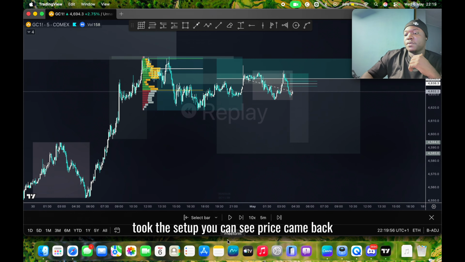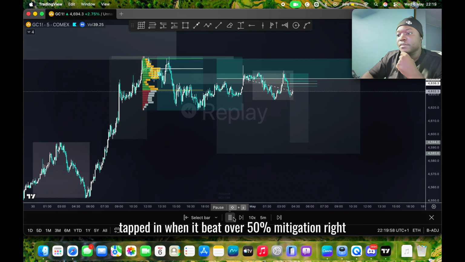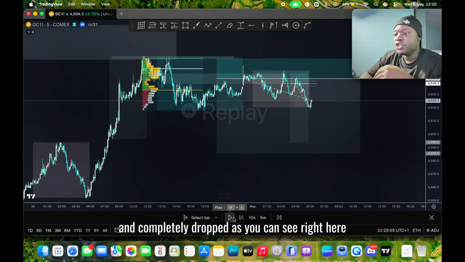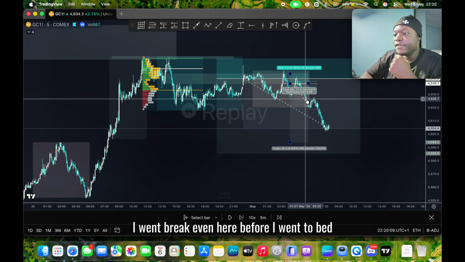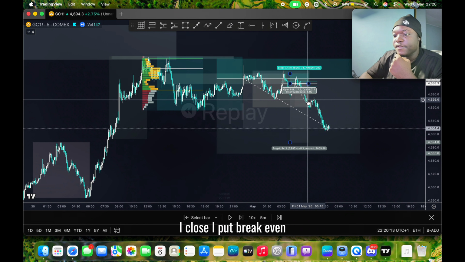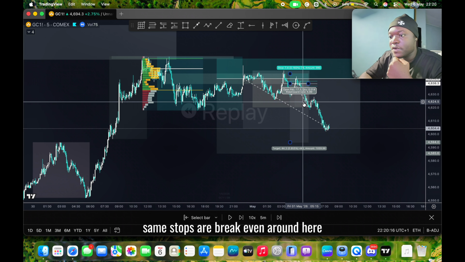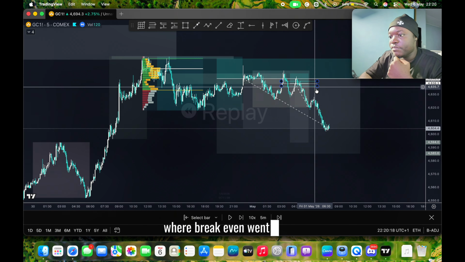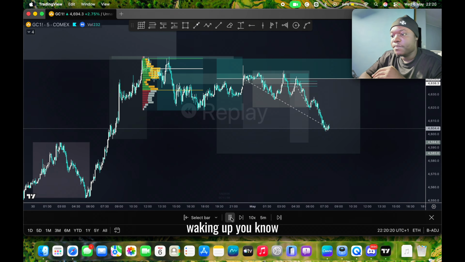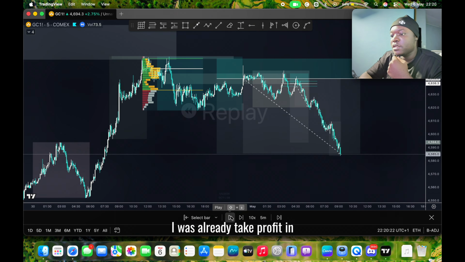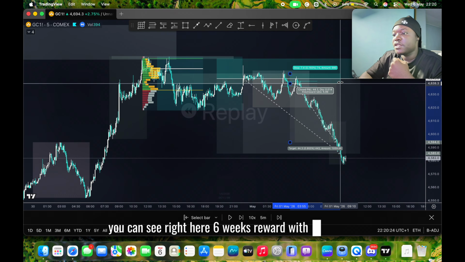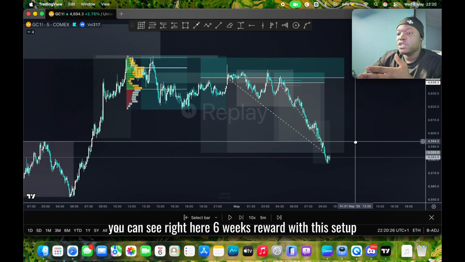Took the setup. You can see price came back, tapped in, went a bit over 50% mitigation, right, and completely dropped, as you can see right here. I went break even here before I went to bed. I put same stops at break even around here. When price took out this low, I went break even and went to bed. Waking up, it was already take profit in. You can see right here, 660 reward for this setup.